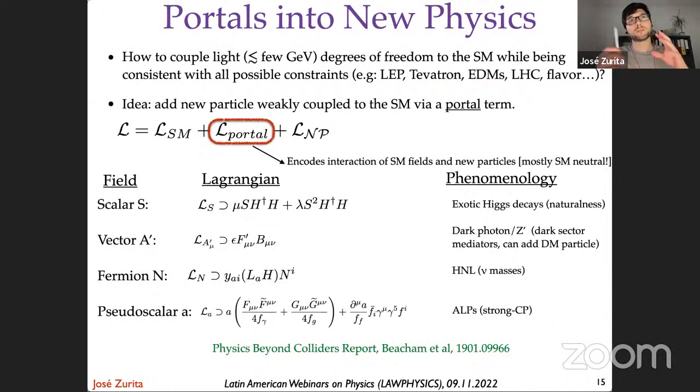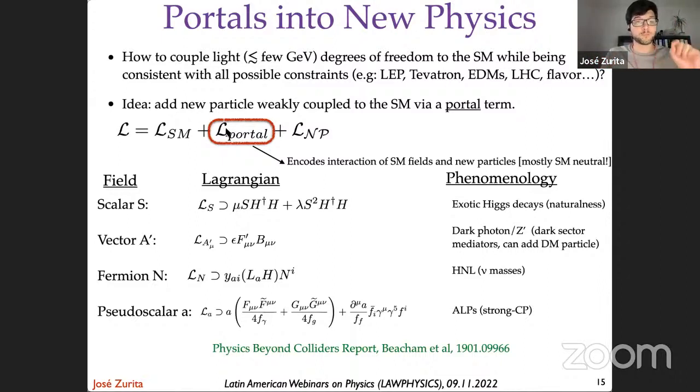So what are these detectors good for? These detectors are good for light, standard model neutral new physics. If you want to have light new physics, at the GeV scale, it should evade constraints from LEP, the Tevatron, searches for EDMs, flavor factories, etc. And a very simple mechanism to make those constraints mostly relevant is to say, I have a portal: I have new physics over here in the Lagrangian, and the standard model on the other side, and I have a term that connects new physics with the standard model.